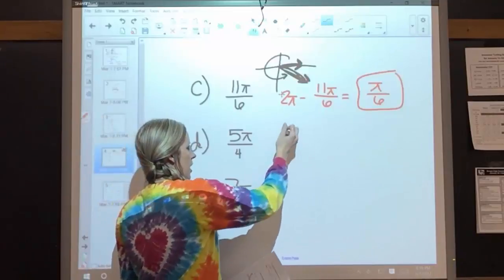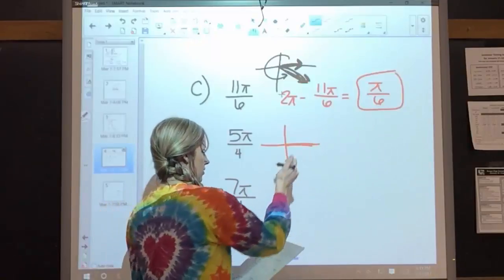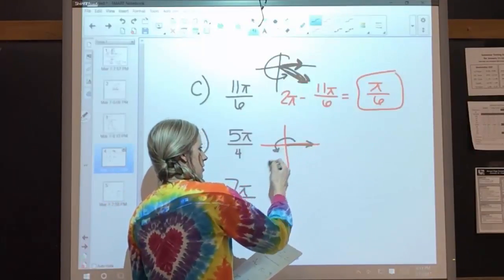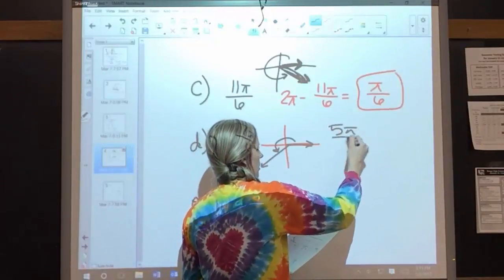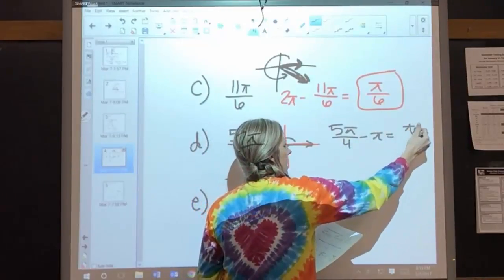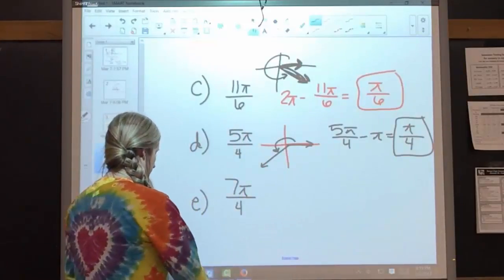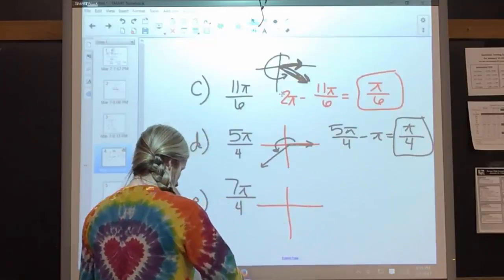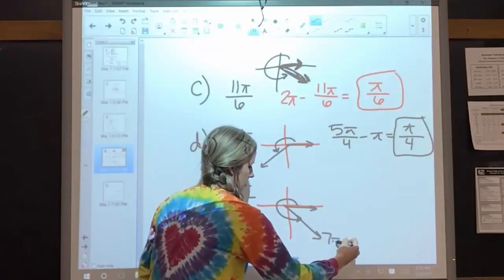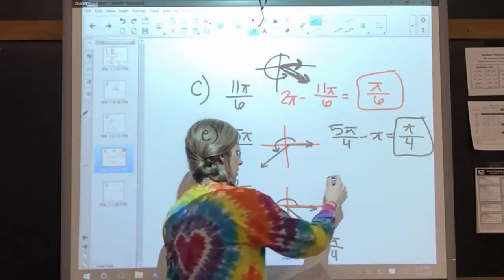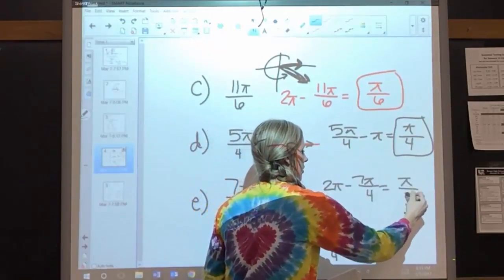Part D, 5 pi over 4, you should have gotten it in the 3rd quadrant. So if you do 5 pi over 4 minus pi, you get pi over 4. That's your reference angle. And the last one, 7 pi over 4, should end up in the 4th quadrant. Okay, so you should have done 2 pi minus 7 pi over 4, and your reference angle is pi over 4.